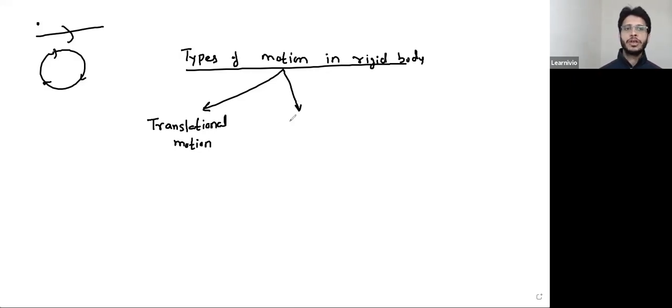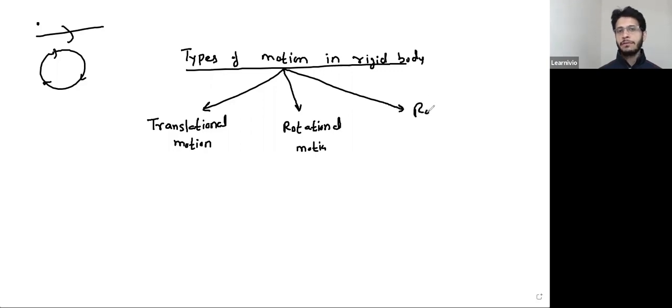Or your rigid body can have rotational motion. When I say translation, so straight line and the motion on a circular path, both are considered in this translation. Or it can have rolling motion. Rolling is basically the combination of translation plus rotation.